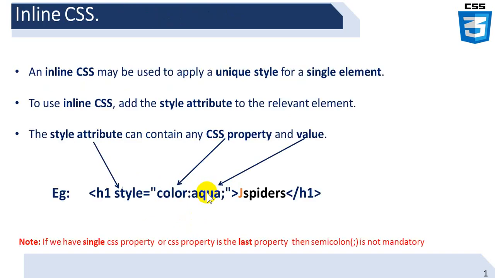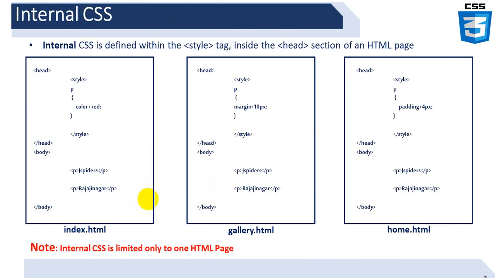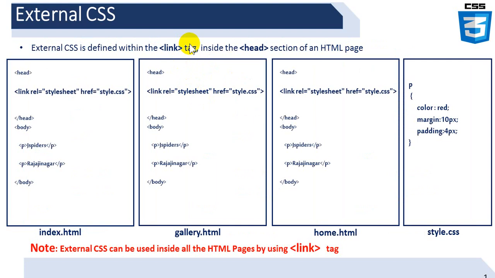Inline CSS is limited only to an HTML tag and we use the style attribute. It will not affect any other tag with the same name. Similarly, internal CSS is limited only to one HTML document, and we add it with the help of the style tag. Then we have external CSS: we create a separate file with a .css extension, then add it with the help of the link tag.